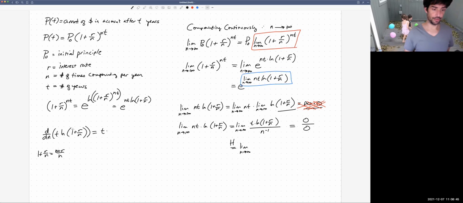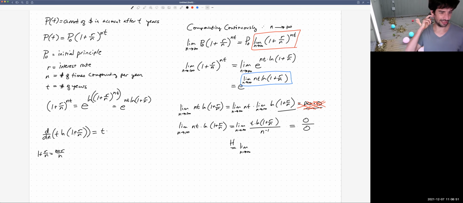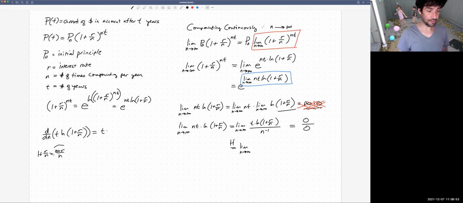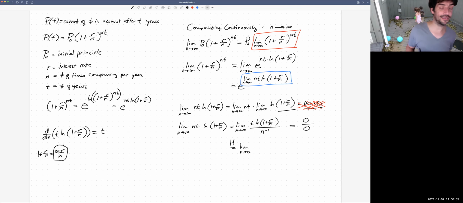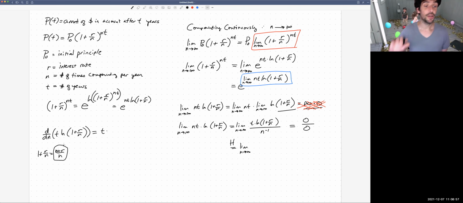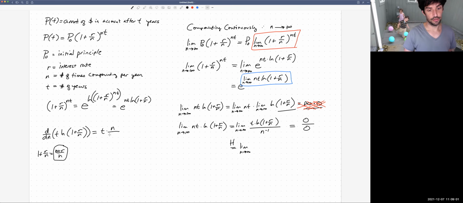For the first part of my derivative, we've got a chain rule, which is to take 1 over the argument of natural log. I don't like doing 1 over 1 plus r over n, but if I think of 1 plus r over n as n plus r over n, 1 over is just its reciprocal. So we end up with n over n plus r.